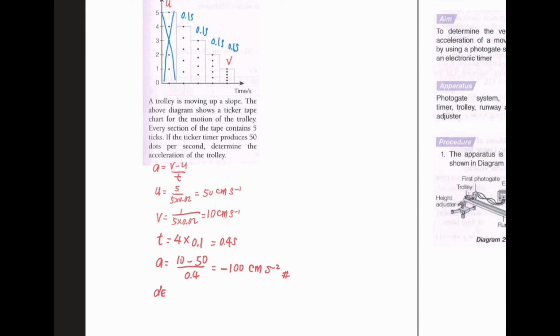Deceleration is 100 cm per second per second. You see, when I say deceleration, I remove the negative. Okay, deceleration already means it is slowing down. So that's why when I put acceleration, I put negative. When I put deceleration, I don't put negative anymore. It already means negative. Let us look at activity 2.2.